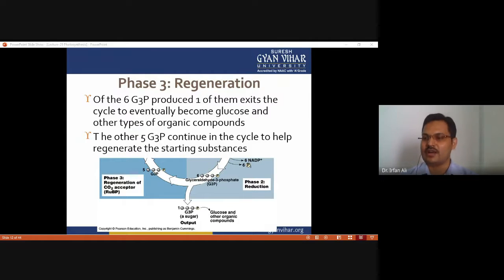and other types of organic compounds can also be produced from glyceraldehyde 3-phosphate, like fatty acids and amino acids, depending on the requirement of the plant. The other five molecules of glyceraldehyde 3-phosphate continue in the cycle to help regenerate the starting molecule, so that it can continuously fix carbon dioxide, which is the first and foremost aim of photosynthesis, the Calvin cycle, or carbon fixation.